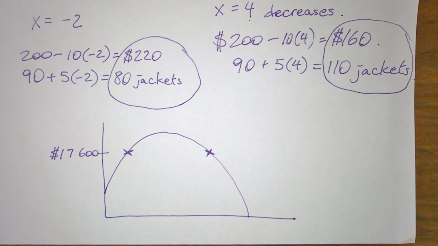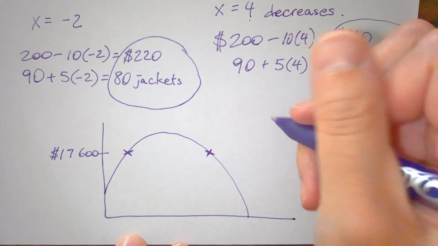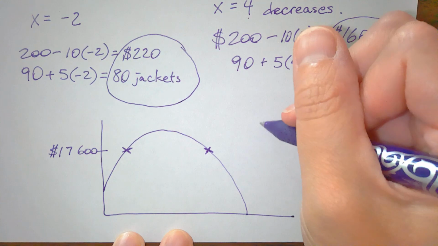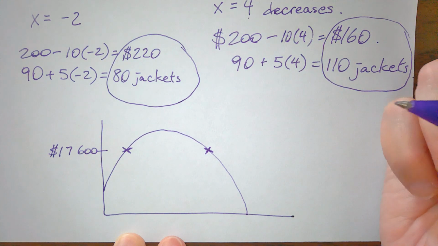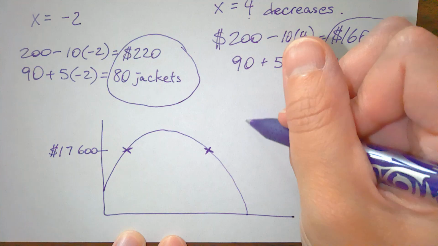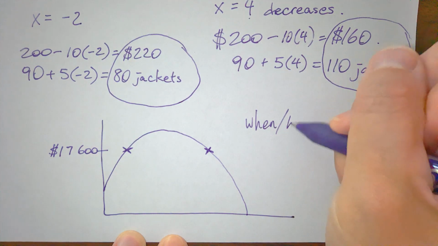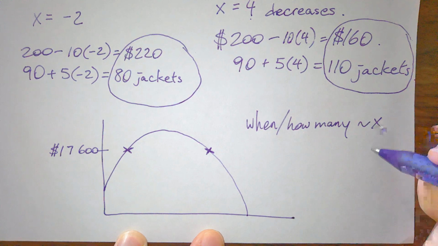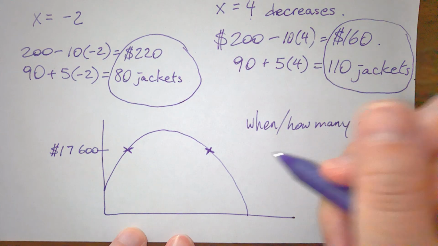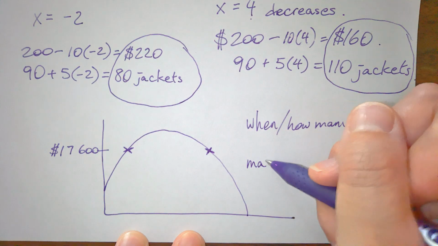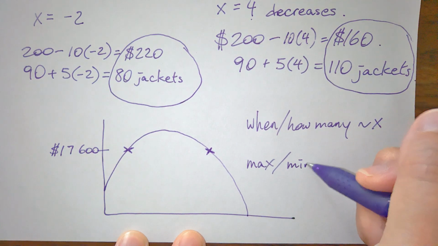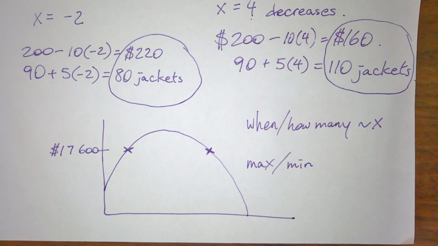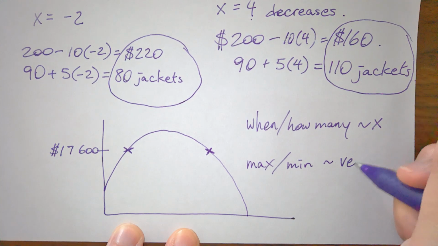When you're given a question like this, what do you think about first? So what we were saying, whenever it's asking for when or how many, you know we're talking about x, which means the quadratic formula. When we're talking about max or min, that would mean vertex.